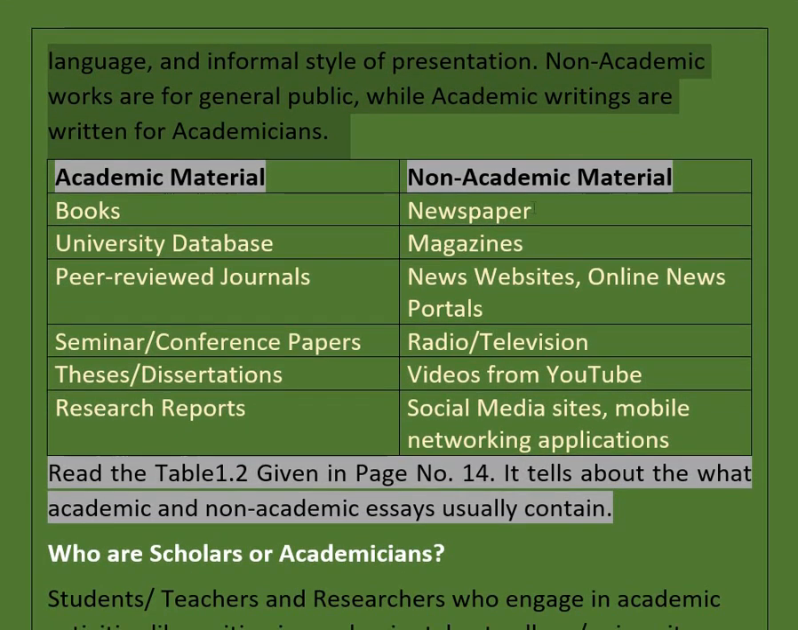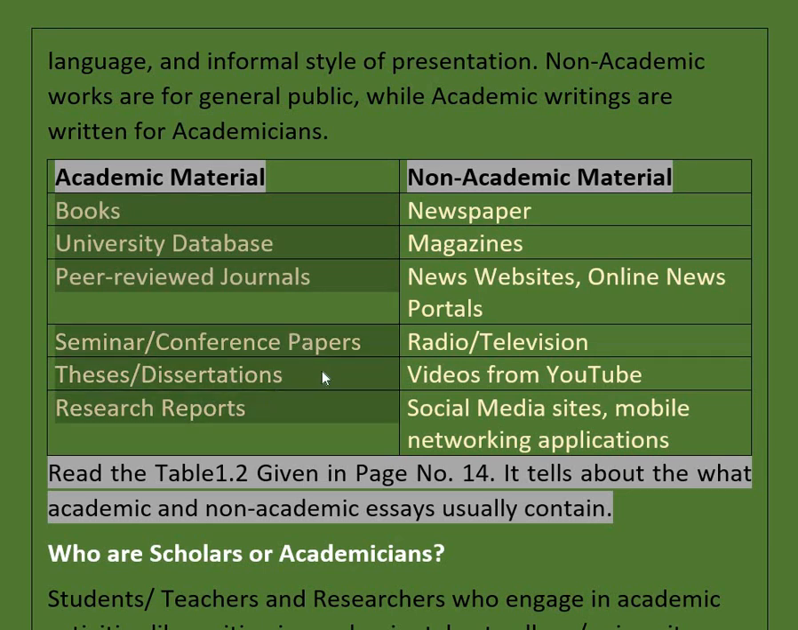So here is a chart, a table which classifies academic material and non-academic material. You can see under academic material: books, university knowledge databases, peer-reviewed journals in which academic articles are published, seminar and conference papers, theses, dissertations, research reports, etc.